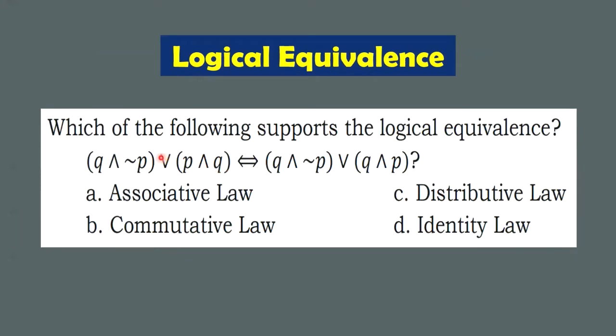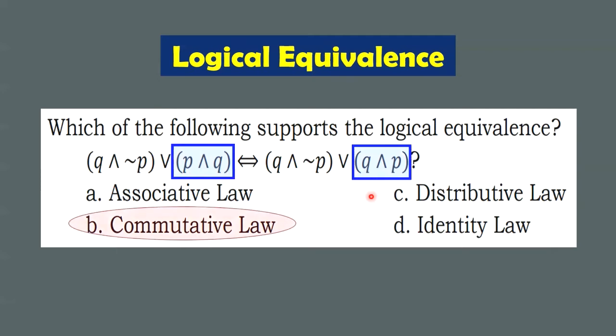Anong logical equivalence naman ang nagsusupport dito? So, let's inspect this logical equivalence. So, pareho, no? Q and not P. Ito, Q and not P. Tapos, or. Dito sila nagkaiba. This one, it's P and Q. Ito, Q and P. So what do you notice? They switch positions. Kapag nagpalit lang ng position, ang tawag dyan, commutative law. Let's have another one.